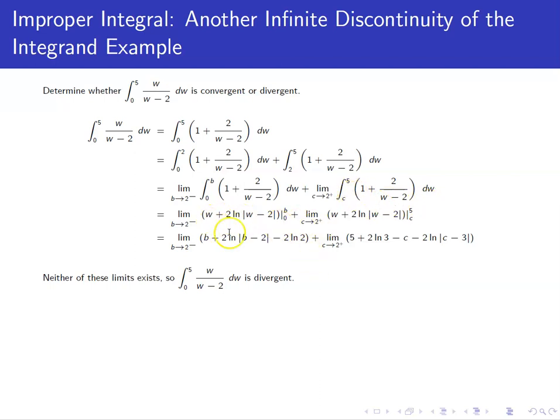Antiderivative for 1 is just w. Antiderivative for 2 over w minus 2 is 2 log of the absolute value of w minus 2. And then, of course, it's the same exact function we're integrating in the second piece. For the first one, you plug in b. We'll get b plus 2 natural log of b minus 2. When you put in 0, you get a 0 for the first part, and then 2 natural log of 2 here. So that's where the minus 2 log 2 is coming from.